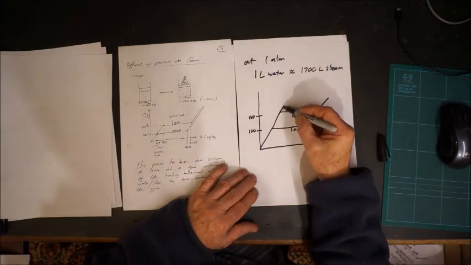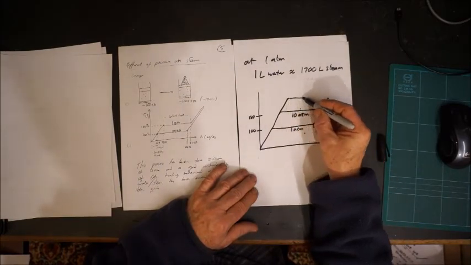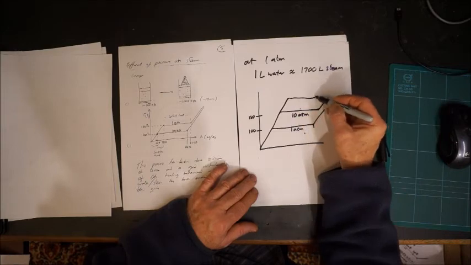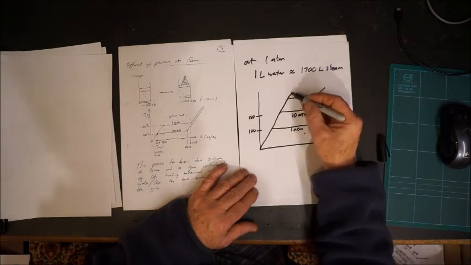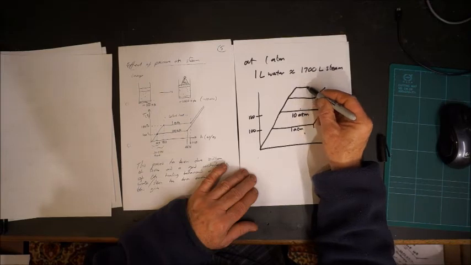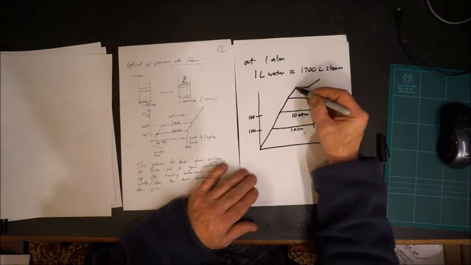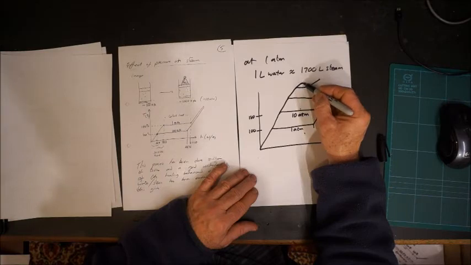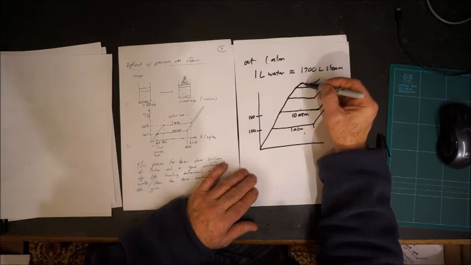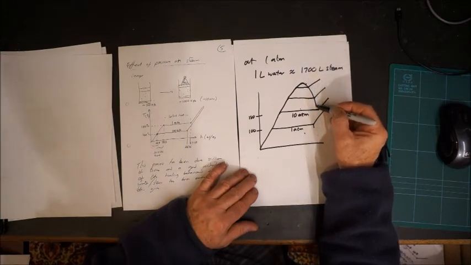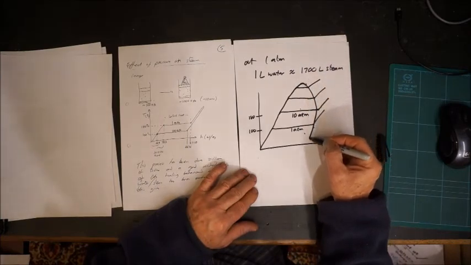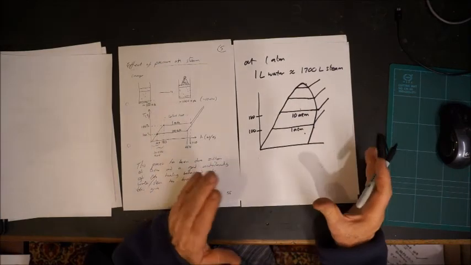If we go to higher pressures, it goes along, but we see this starts to get less. Even higher pressures still. And then finally we get a point where actually we can't go any further. If we join up the dots, we get a graph which looks something like this. Now the shape of this is quite important.